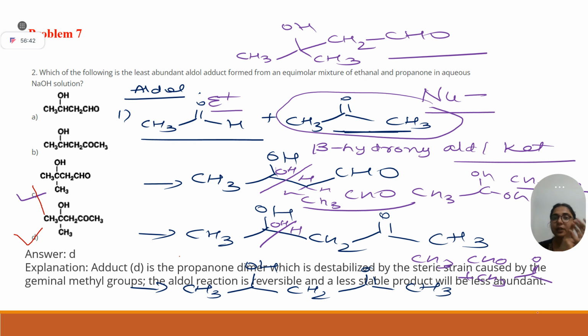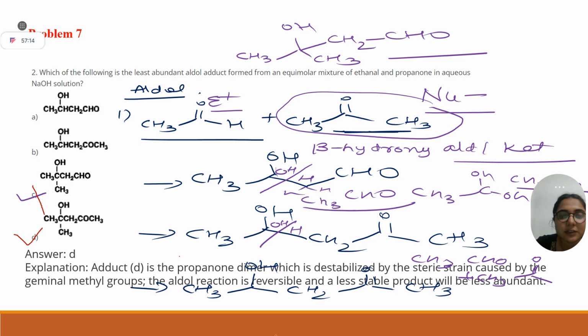One is the self-aldol reaction between two molecules of ethanal. Another is the self-aldol reaction between two molecules of propanal. Another possibility, ethanal is the electrophile and propanal is the nucleophile. Another possibility, ethanal is the nucleophile and propanal is the electrophile. You have to draw all the possible aldol products, and among them tell the least abundant aldol adduct.